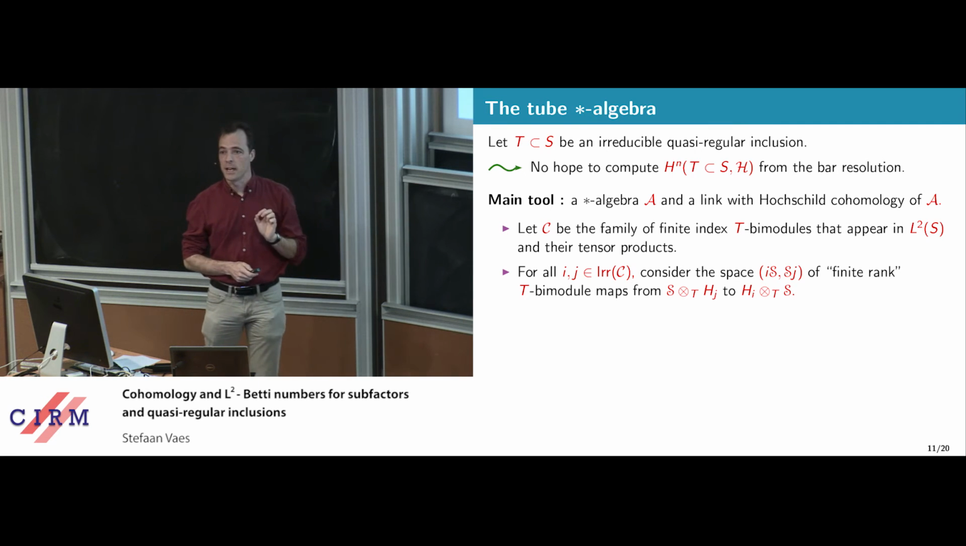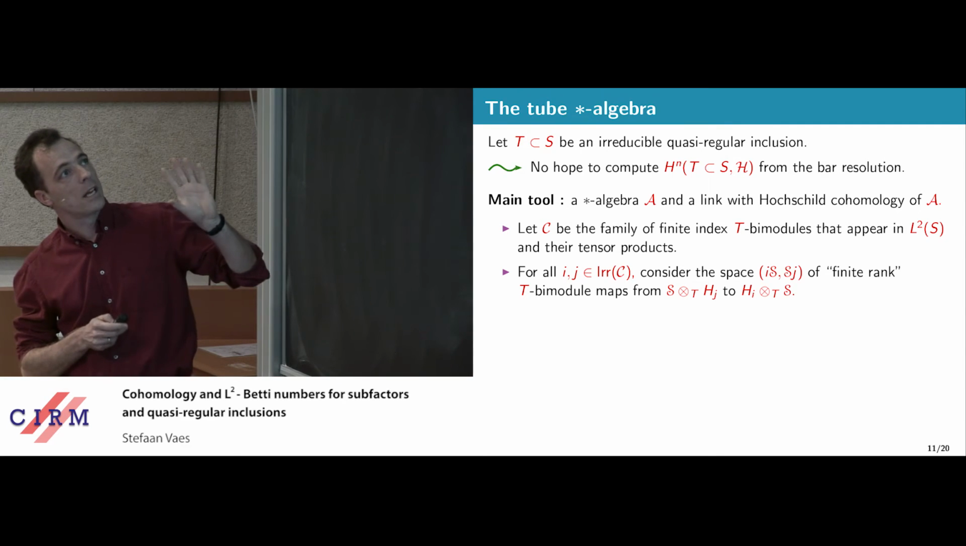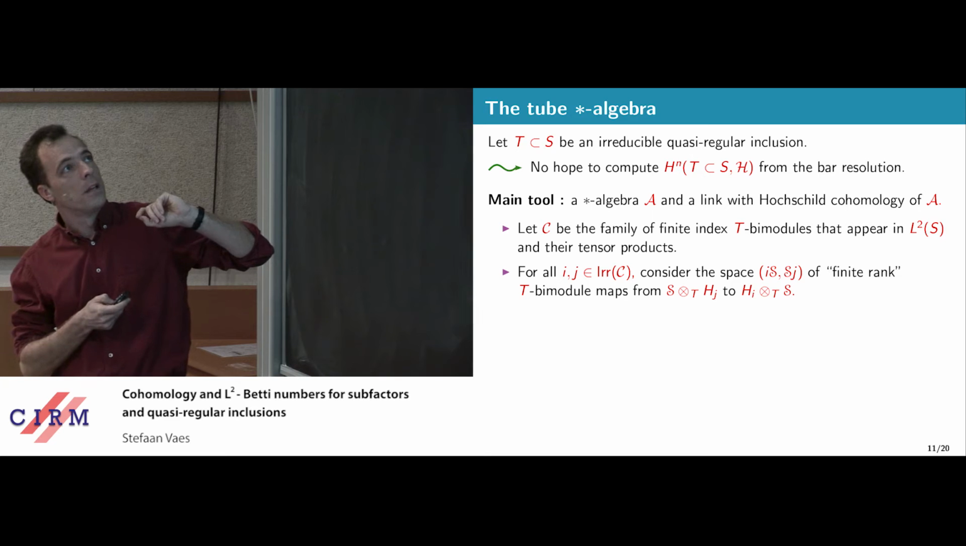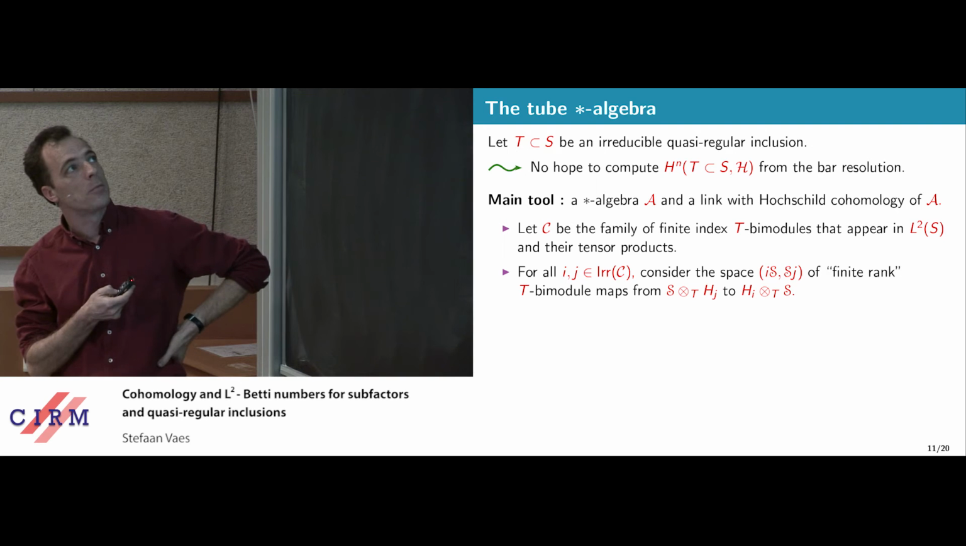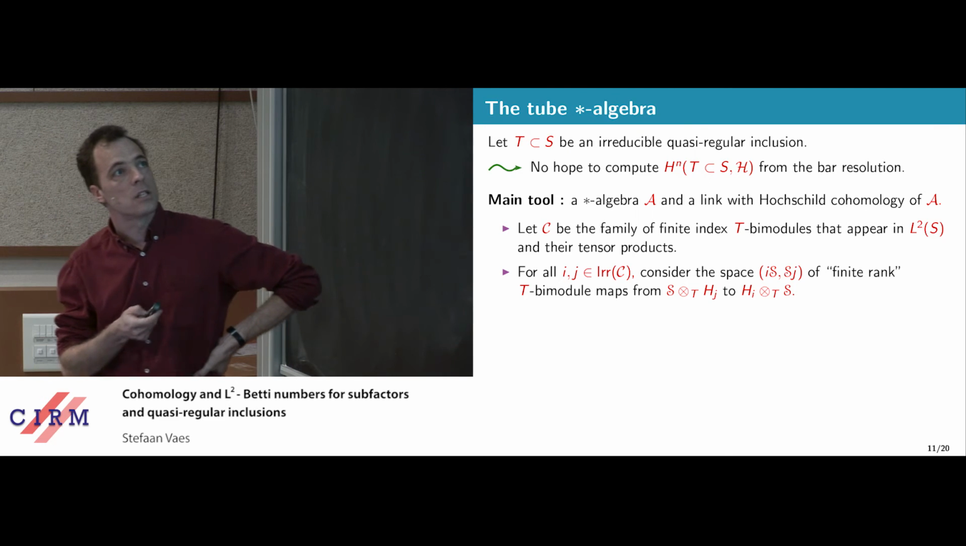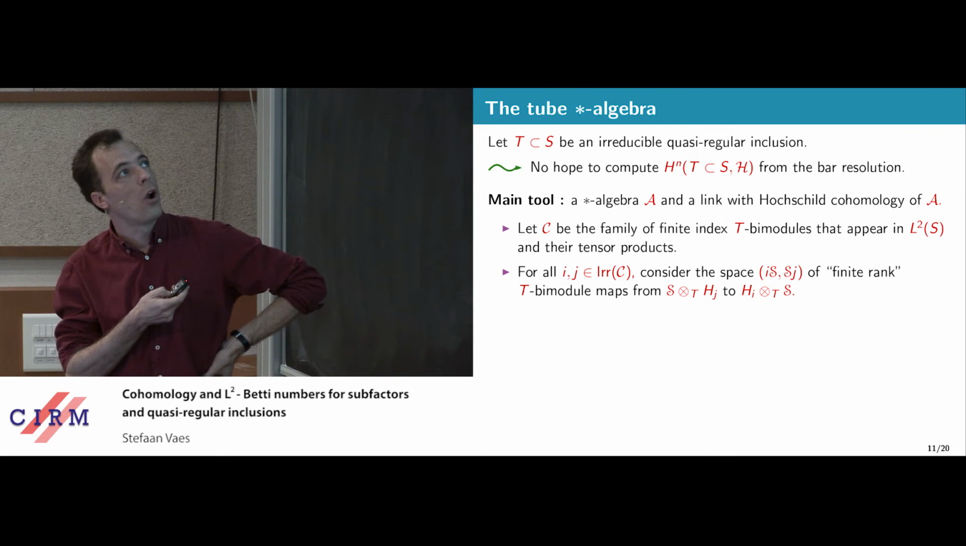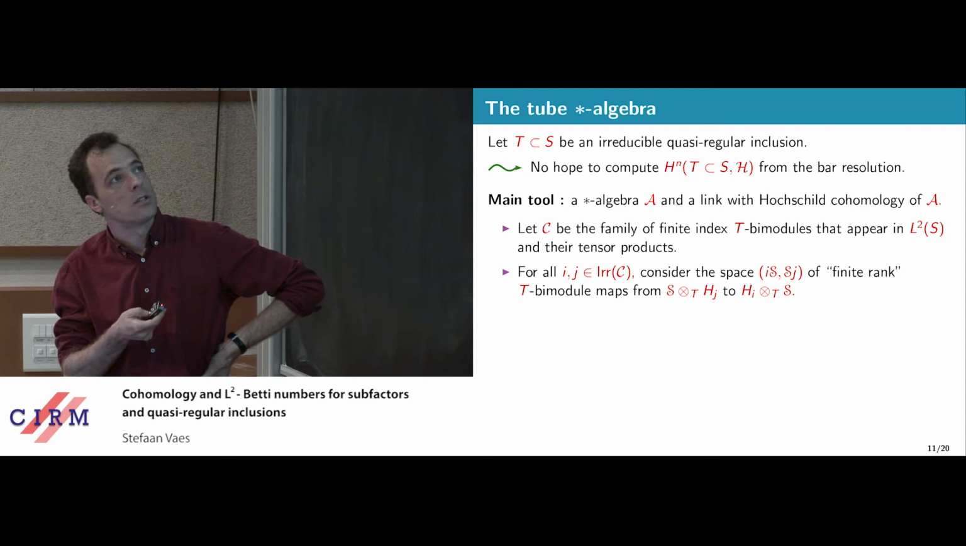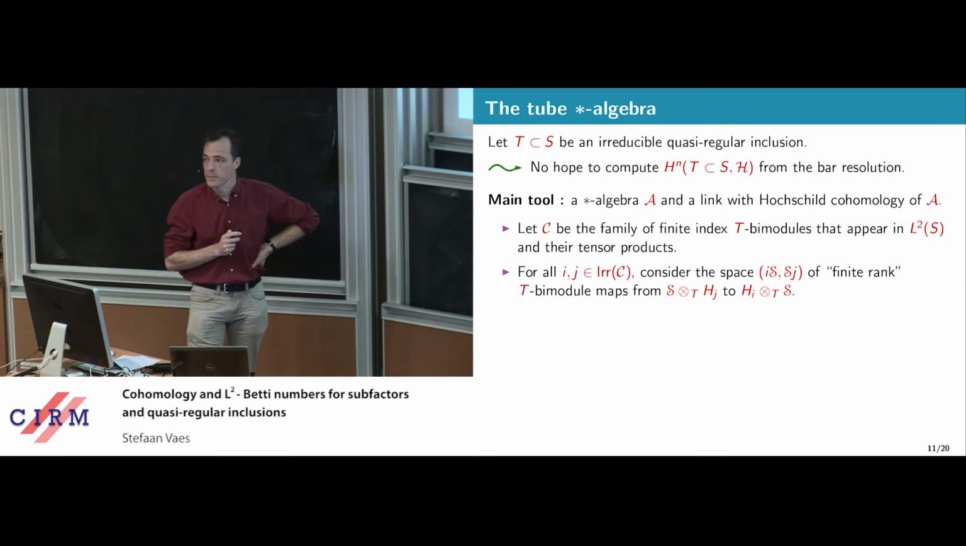And now I will define the algebra. It might scare you away at first sight. So how does the algebra look? Whenever I have such irreducible T bimodules I and J that appear somewhere in my construction, I will look at a vector space. I denote it as I S_S J. And this is nothing else than the space of all intertwiners, if you wish, all T bimodule maps from the tensor product on the right, namely S tensor J, to the tensor product on the left, I tensor S.